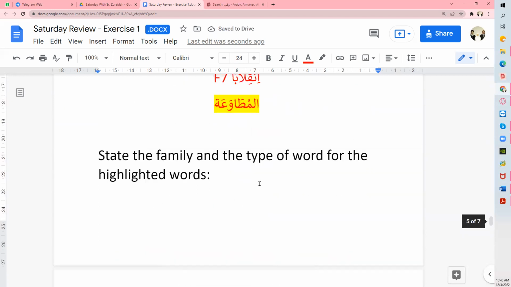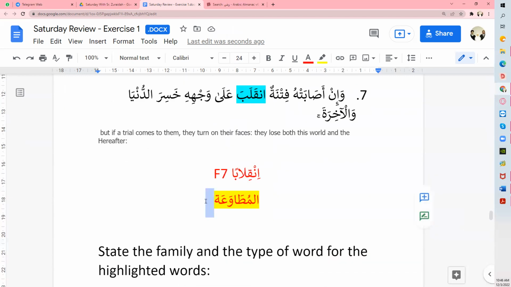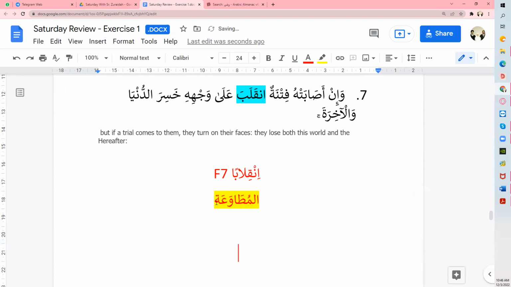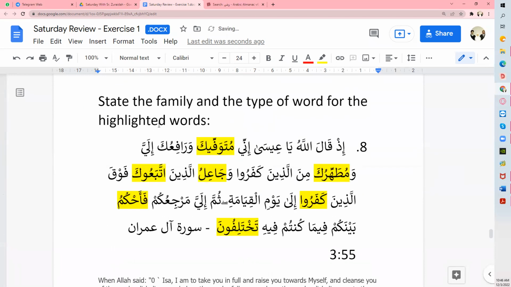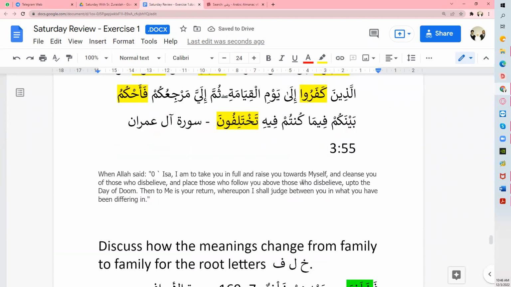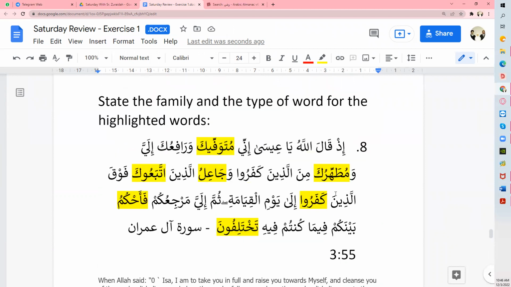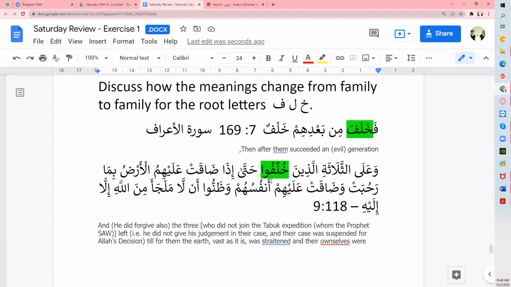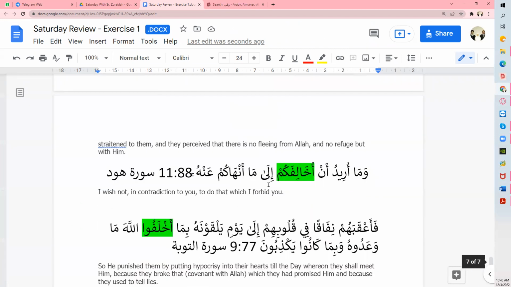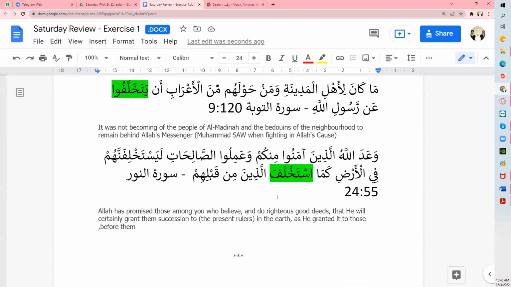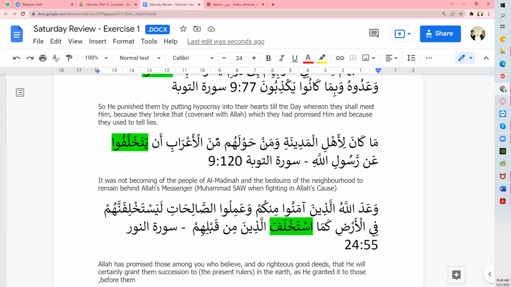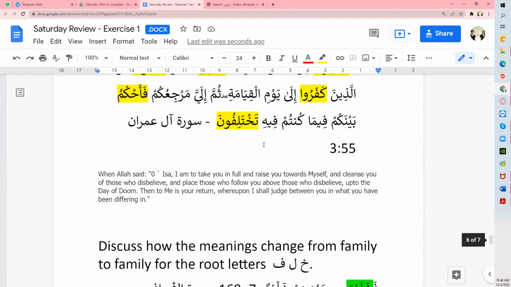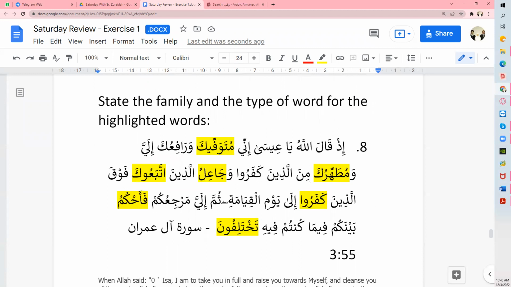All right, so we're going to do the next one. Which one do you want? Let's have a choice. There are two more actually to do. This one where you just say what is the type of word and the family. And then the other one here, we see khalafa being used in different families. Do you want to do this as a homework? And then we just do this for the remaining time that we have. We have about 15 minutes.